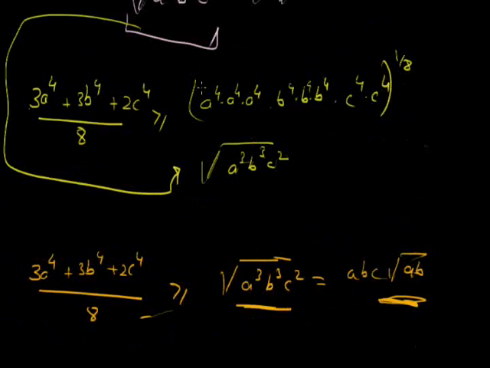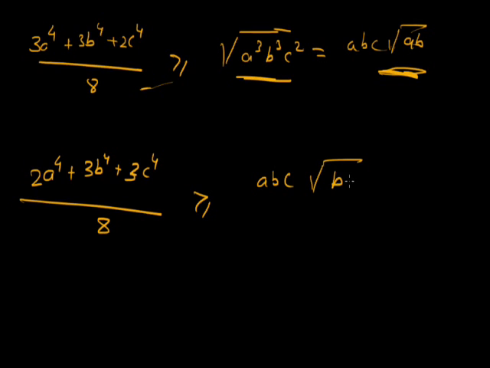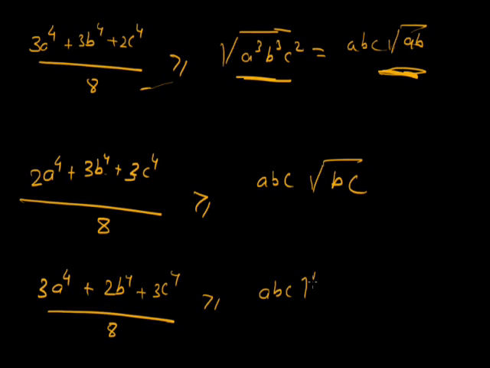Similarly for the second quantity, I can say that (2a⁴ + 3b⁴ + 3c⁴) upon 8 is greater than or equal to, now this is 2 here, abc under root of bc. Now similarly we can use the third thing: (3a⁴ + 2b⁴ + 3c⁴) upon 8 is greater than or equal to abc under root of ca. Now we got the 3 equations.